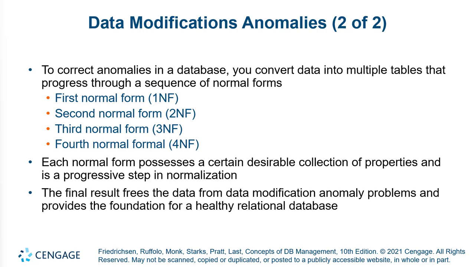And then finally, fourth normal form. Again, if a relation is in all first, second, and third normal form, and it contains no multi-valued dependencies, then it's considered to be in fourth normal form.